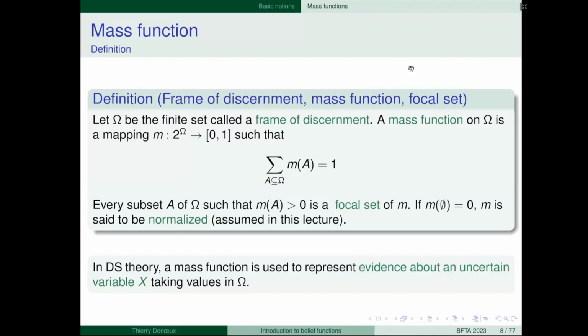Now what does that represent? What is the meaning of that? In Dempster-Shafer theory, a mass function is used to represent evidence about an uncertain variable x taking values in omega. So we have some variable, anything, which takes some value in omega, and we have only uncertain information about x. We want to represent that uncertain or partial information.